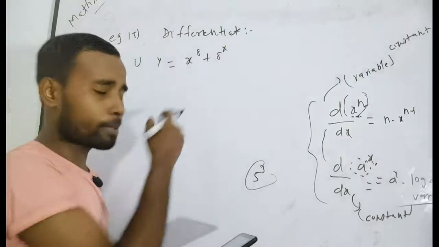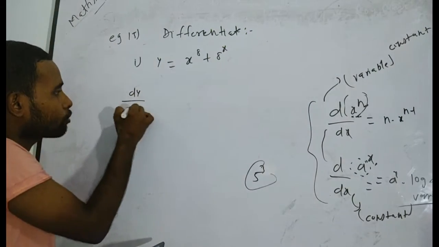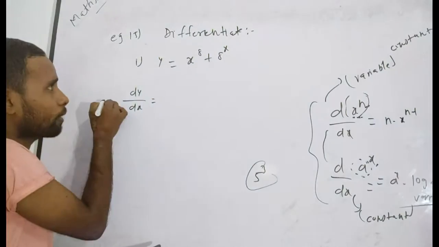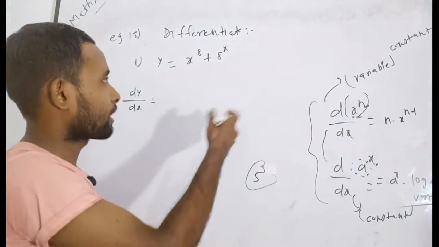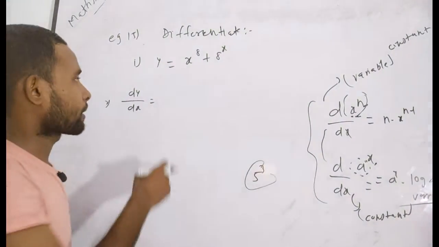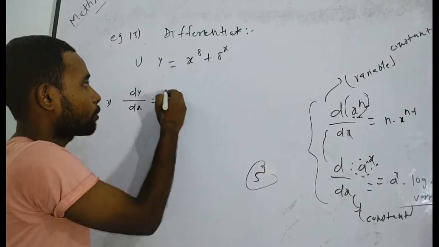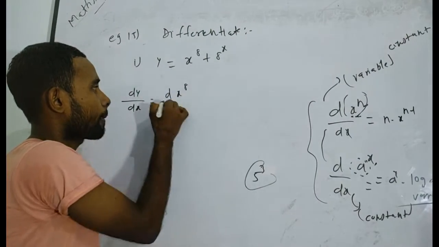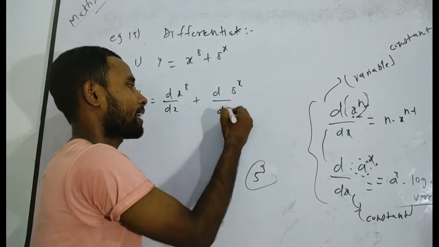Now I want to solve this problem. If you see this problem, it looks very easy. Why? Because you have to differentiate both sides with respect to x. You can write differentiate both sides when you are giving a subjective type examination. The derivative of y with respect to x will be dy/dx. Again, you have to differentiate. That means the derivative of x to the power 8 with respect to x plus the derivative of 8 to the power x with respect to x.